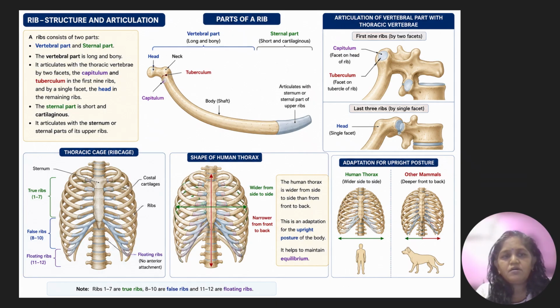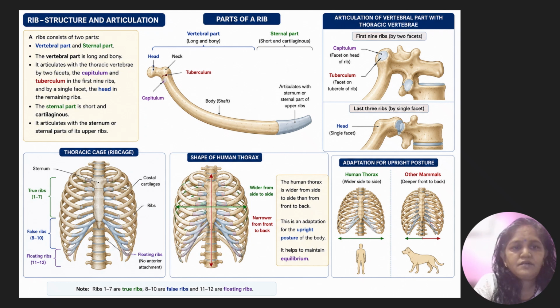Now, if I talk about the ribs, ribs consist of two parts. One is the vertebral part and one is the sternal part. The vertebral part is long and bony. It articulates, it forms a curve, and it has two facets. One is the capitulum and one is the tuberculum. Capitulum you can see over here, it's labeled in purple color, and tuberculum you can see labeled with the red color. You can see over here in a clear manner how it has been labeled.